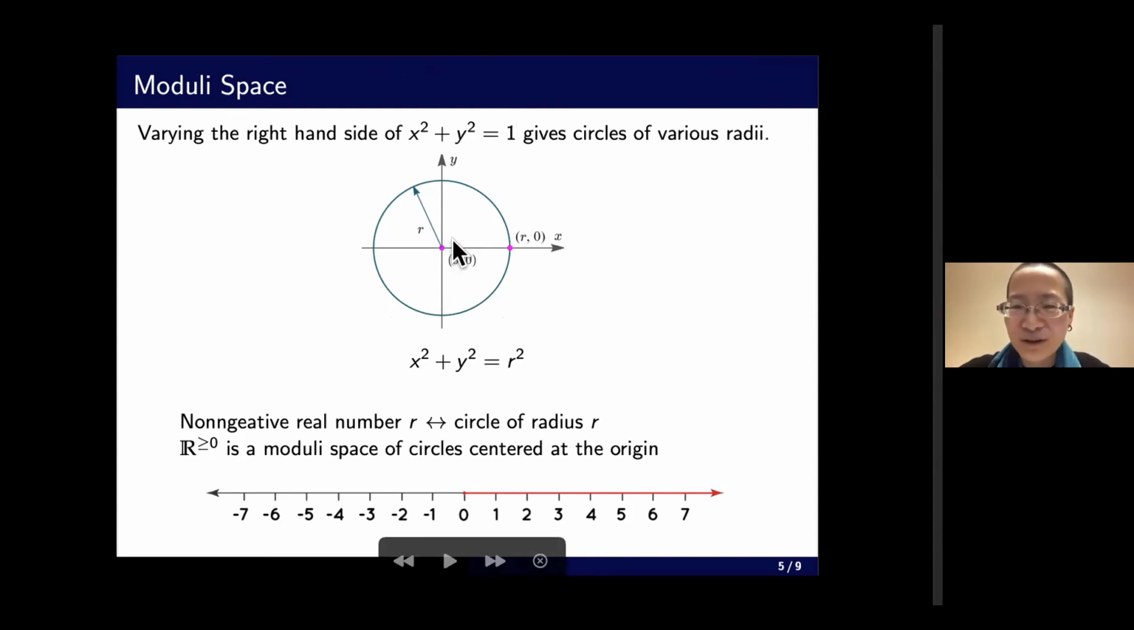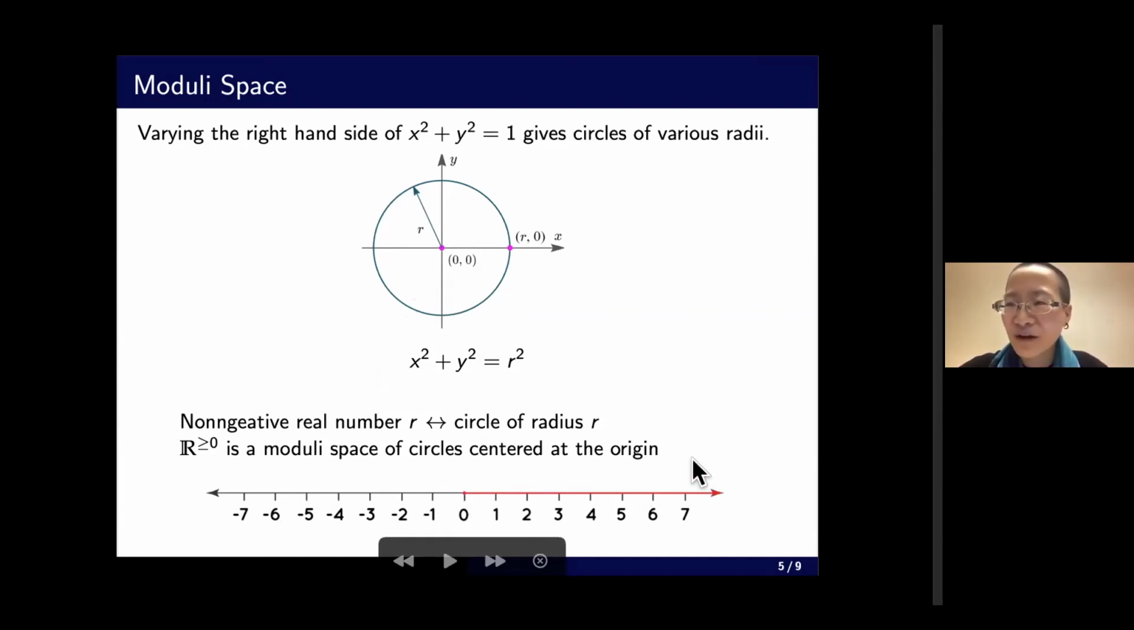Right, then every circle centered at the origin is uniquely determined by its radius. Right, you give me a number that is a non-negative real number, and then I can draw a circle around the origin with that radius. And if you give me a circle around the origin, I can find its radius, which is now a non-negative real number. So this tells me that now if I consider this ray, which consists of the point 0 and the positive half of the real line, then every point on this ray is going to correspond to one circle that's centered at the origin.